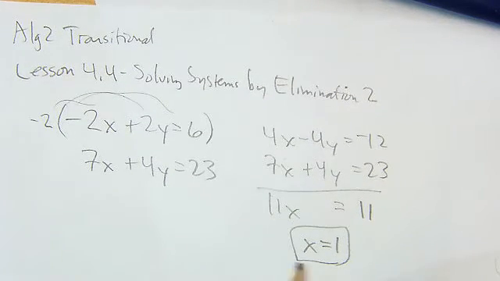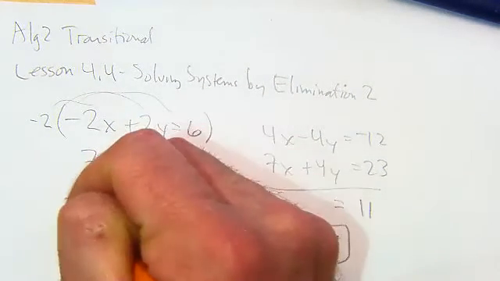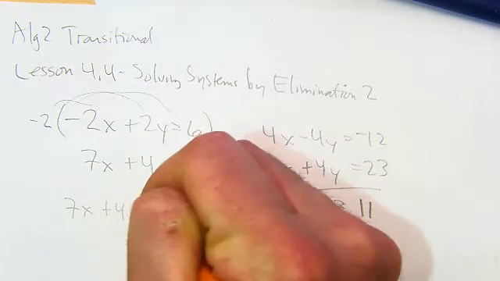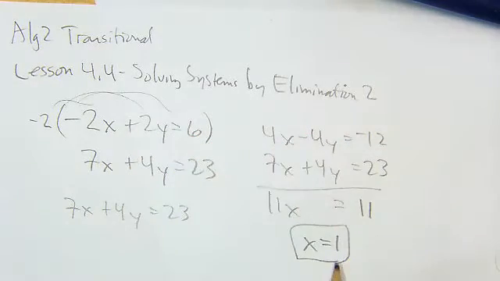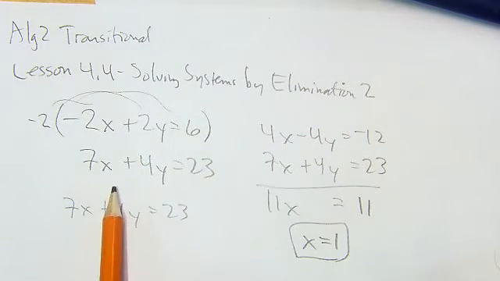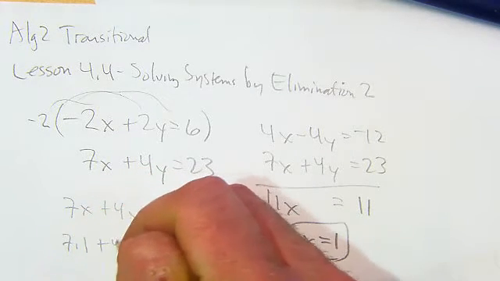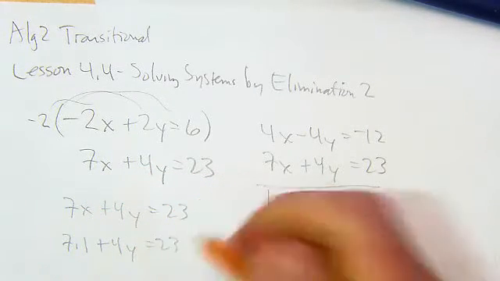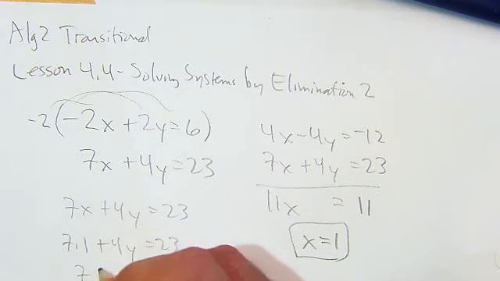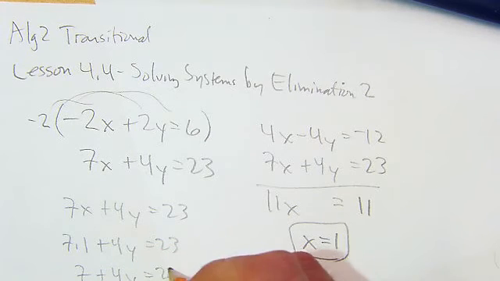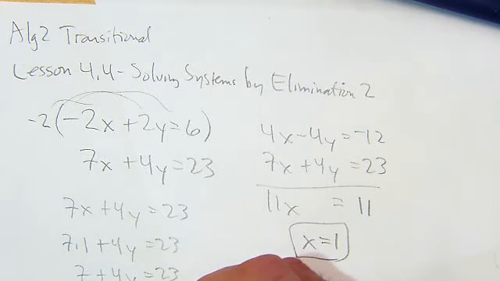Okay, to figure out y, again, we'll plug it back into one of these two. I'll just choose the first, or the second equation, I guess I chose. Plug in x is 1 and solve that out. Looks like 23 minus 7, 16. So we're getting down to y equals 4.